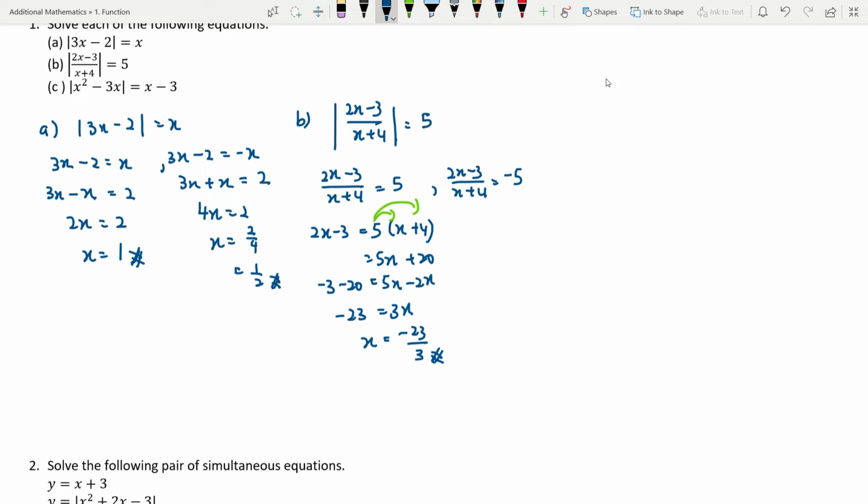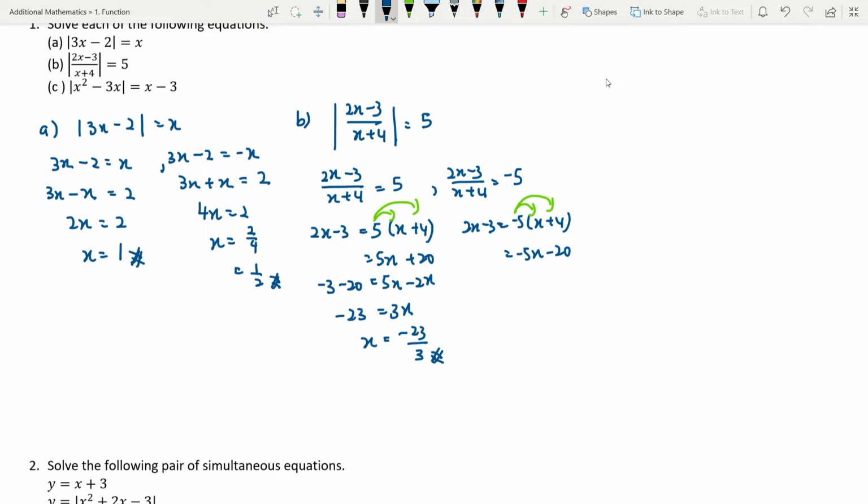For the second equation, we multiply x plus 4 at both sides. We have 2x minus 3 is equal to negative 5 multiplied with x plus 4. We expand the bracket. We get negative 5x minus 20.